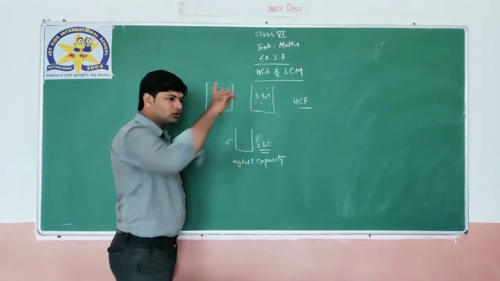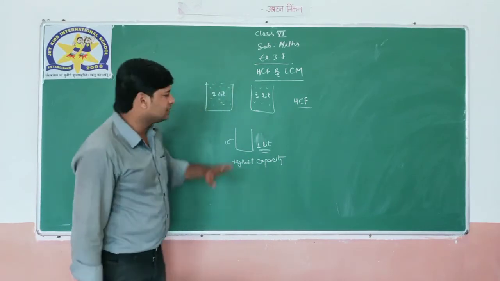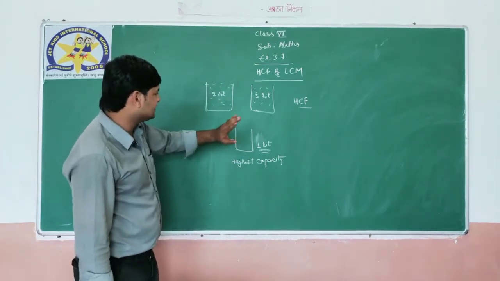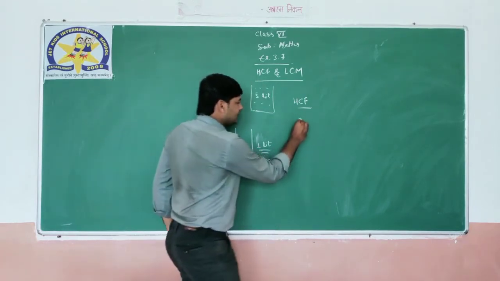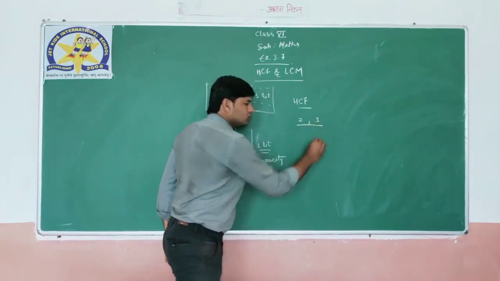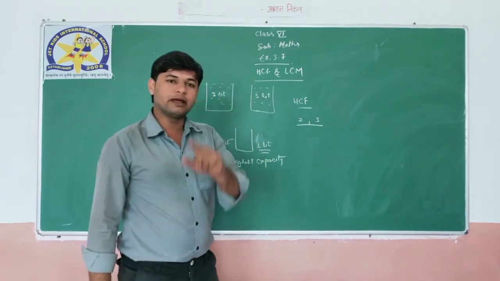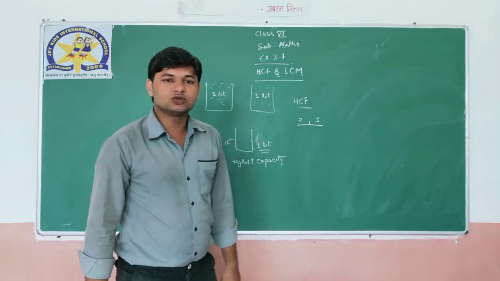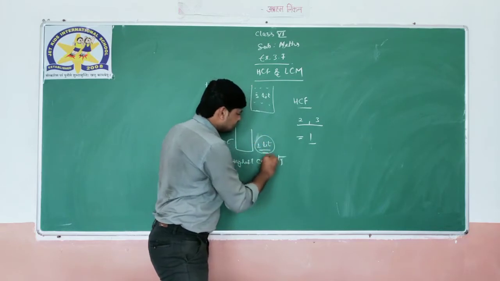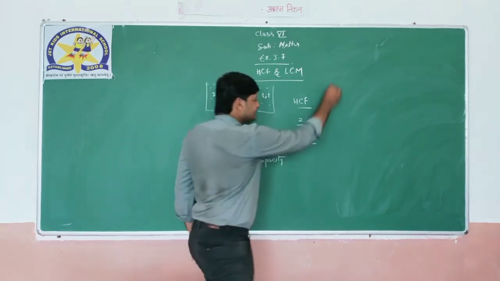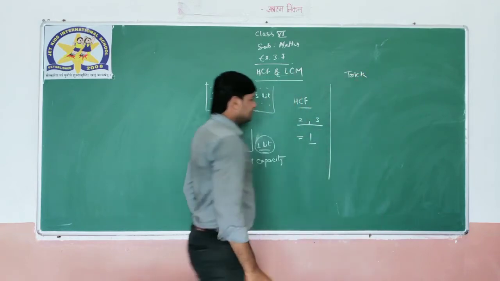We did it with the traditional method. Now, if I do it with HCF, what will be the HCF of 2 liter and 3 liter? Both are consecutive numbers, and consecutive numbers are co-prime, and co-prime numbers have only one common factor, which is also the highest common factor, 1. Here is the answer, 1 liter. This is the traditional way.